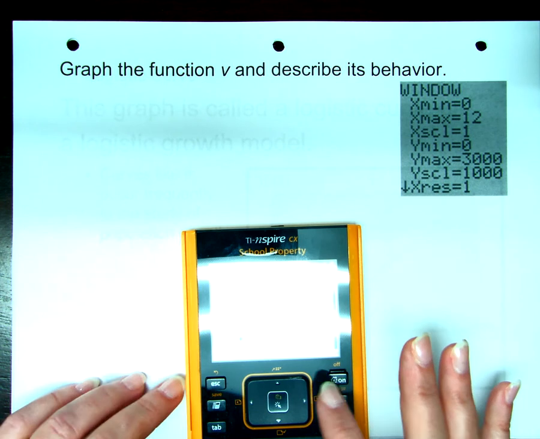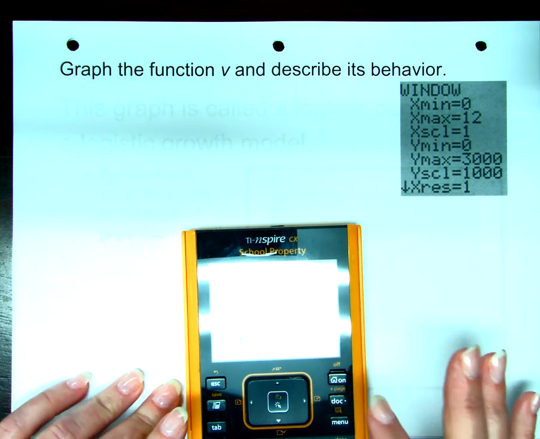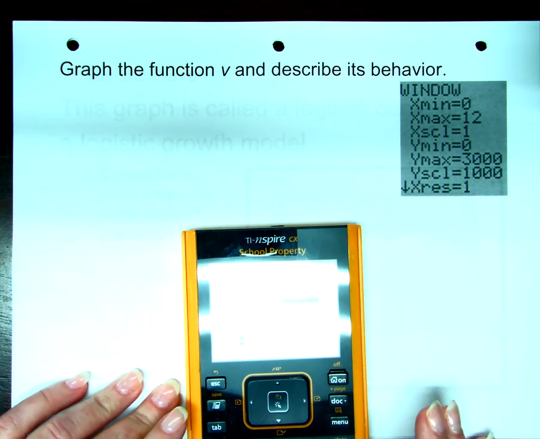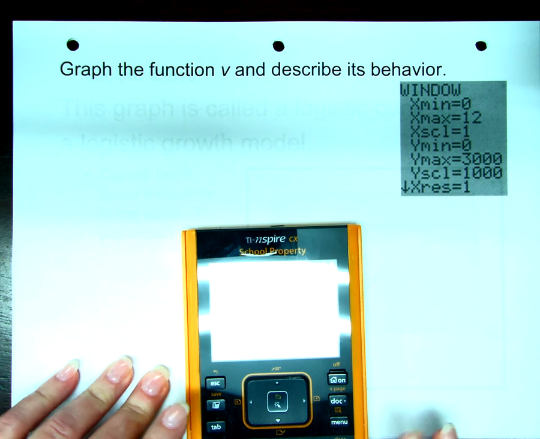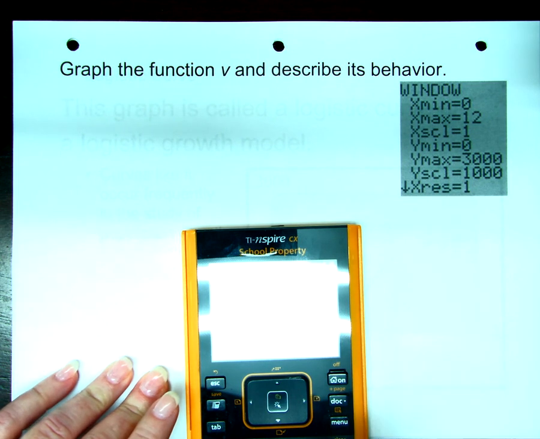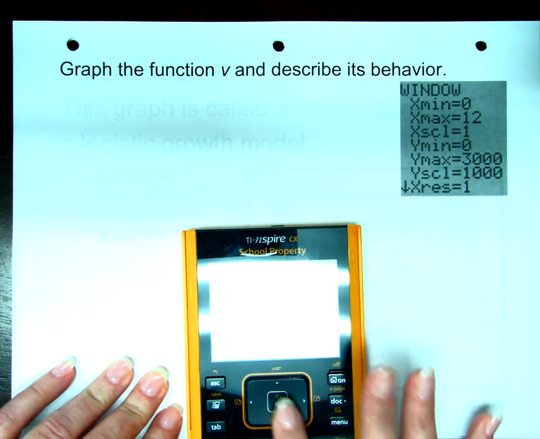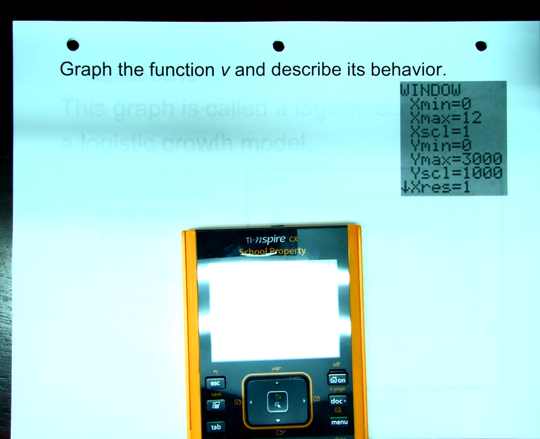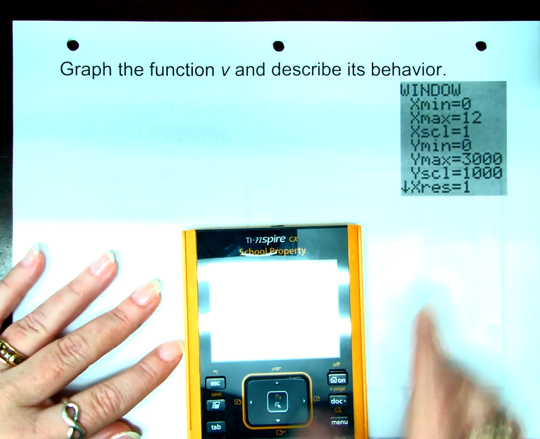I'm going to add a page that's a graph. So I'm going to say 10,000 over 5 plus 1245 e raised to the negative 0.97 x power. Okay. Now, this is what they want me to change my window to.